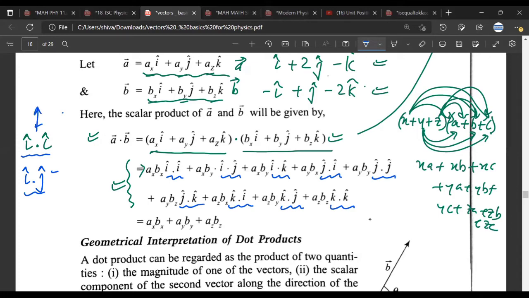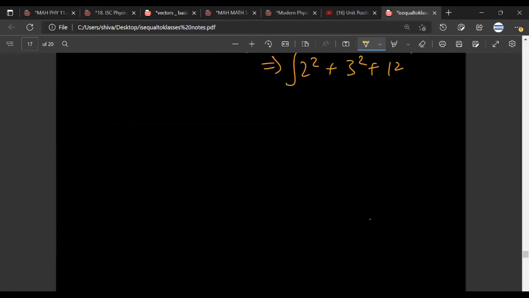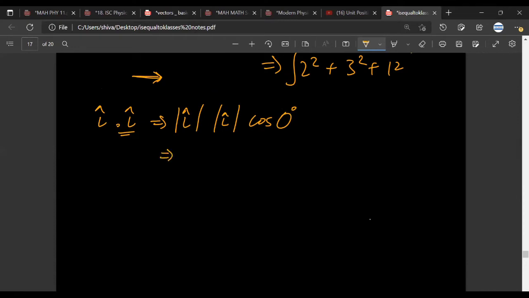So how does i dot i look like? This would be magnitude of i into magnitude of i into cos of the angle between the two vectors. i and i both are pointing in the same direction, so the angle would be 0. Am I clear, Avantika? Yes. So cos 0 is 1. Magnitude of i vector is 1. So 1 into 1 into 1. Am I clear? Yes. So i dot i is 1.